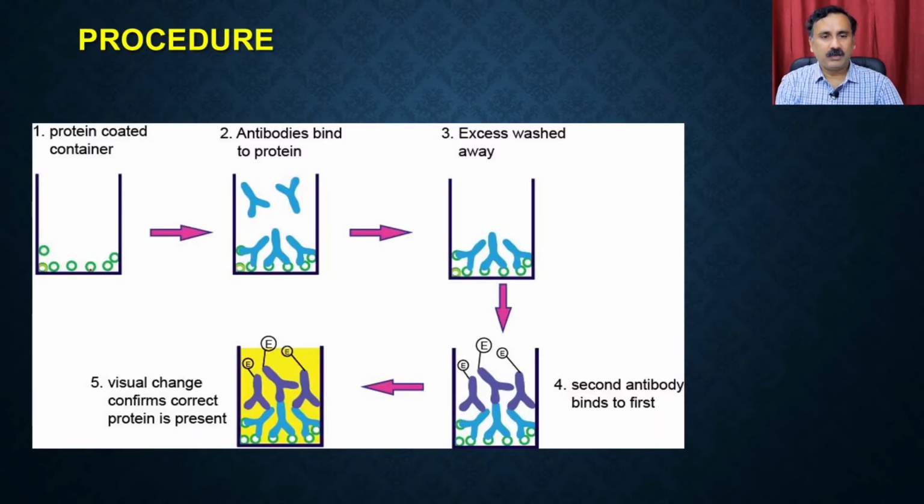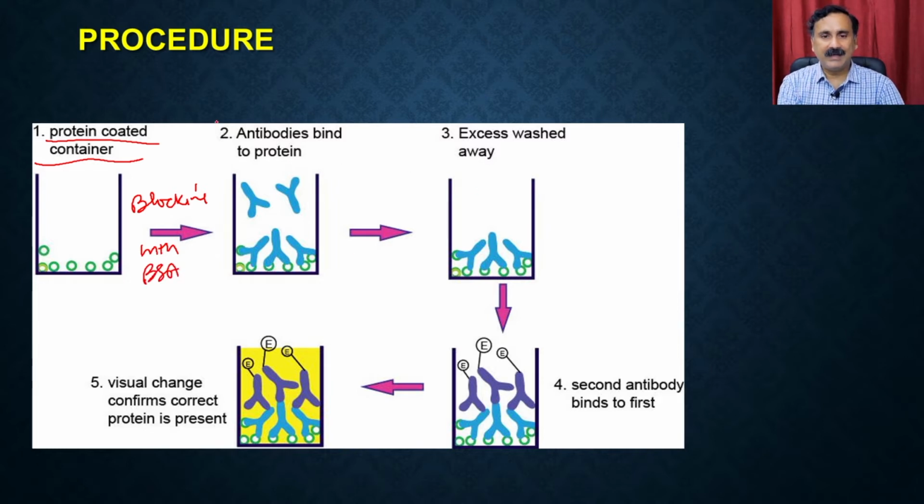This is what you are going to do as per the procedure. So first you are going to take the well, and coat the protein of your interest, or the antigen against which you are interested to measure the antibodies. So you're going to make the coat, then you are going to do the blocking with the blocking buffer which contains the BSA, and that's how all the areas are going to be blocked.